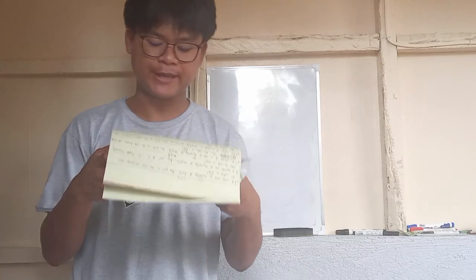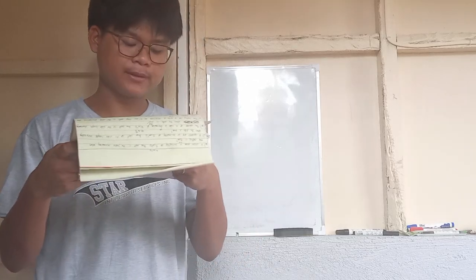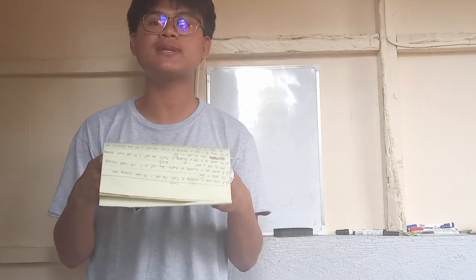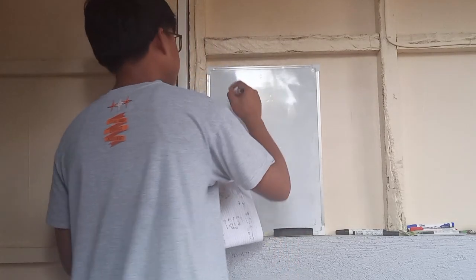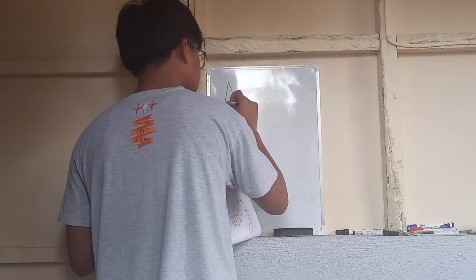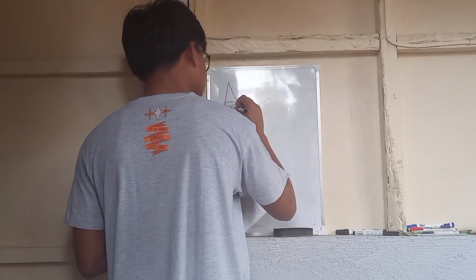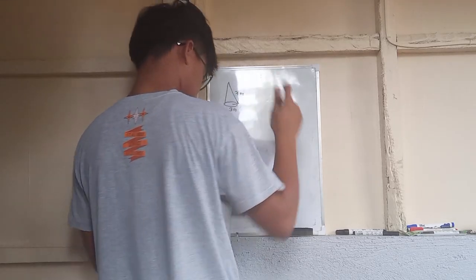A cone has a height increasing at 5 meters per second, while the radius remains constant at 3 meters. How fast is the volume increasing when the height is equal to 7 meters? So we'll draw a cone based on the problem, having the radius of 3 meters and height of 7 meters.